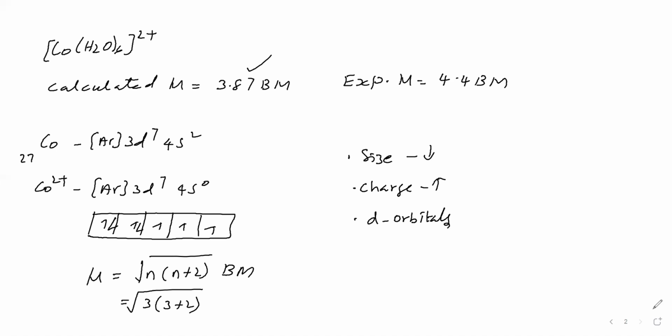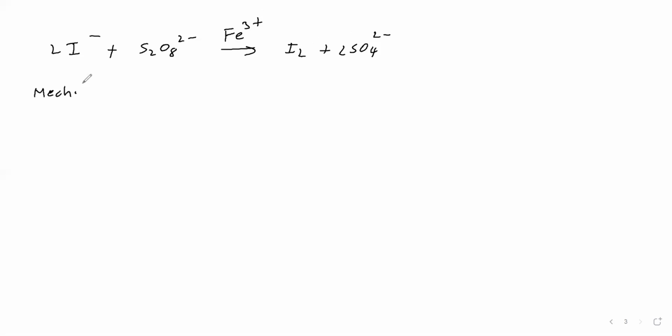Okay, one example we will see for this: I minus with S2O8 2 minus gives I2 and SO4 2 minus. Let us balance this. Here, what is the catalyst? Fe3 plus is the catalyst. Fe3 plus acts as a catalyst for this. So, what is the mechanism here? That we will see.